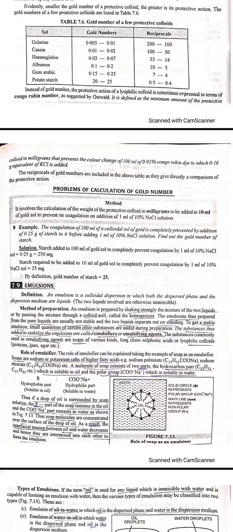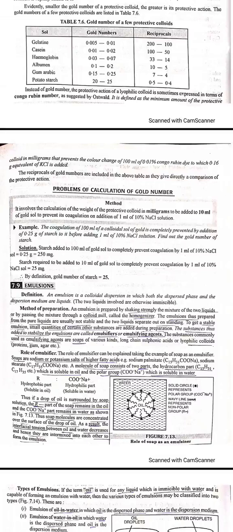The substances thus added to stabilize the emulsions are called emulsifiers or emulsifying agents. The substances commonly used as emulsifying agents are soaps of various kinds, long chain sulfonic acids, or lyophilic colloids, proteins, gum, agar, etc.